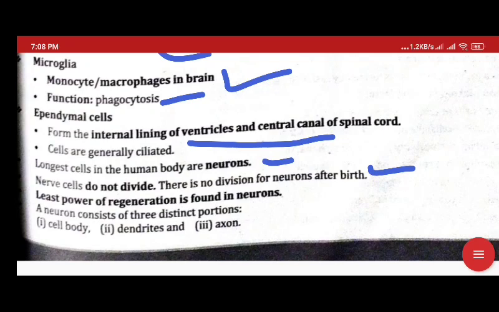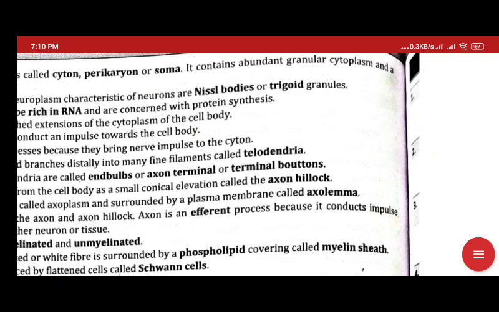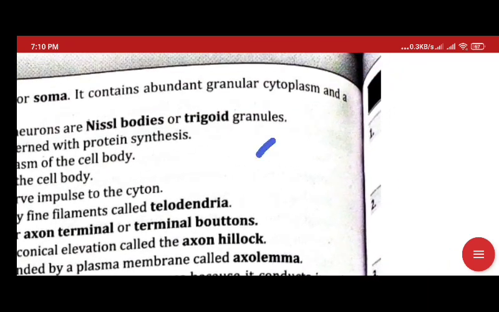Due to its nature, due to the absence of cell granules. Now the least power of regeneration is found in neurons. We have three portions: the cell body, dendrites and axon. These three we should conclude. Now on the neuron you should understand the structure.